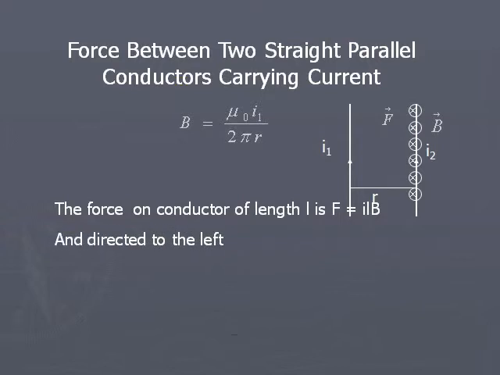From Fleming's left-hand rule, we can deduce that the direction of this force is towards the first conductor. It is left and it is towards the first conductor.